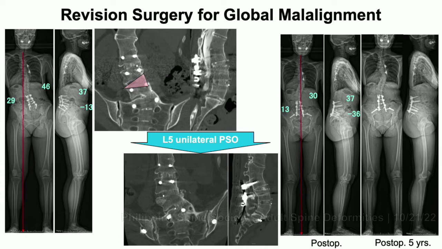Fusion levels were the same as the previous surgery and did not extend fusion to the upper lumbar or thoracic spine to correct kyphosis. Postoperatively, her lumbar scoliosis improved to 30 degrees with acceptable global alignment.